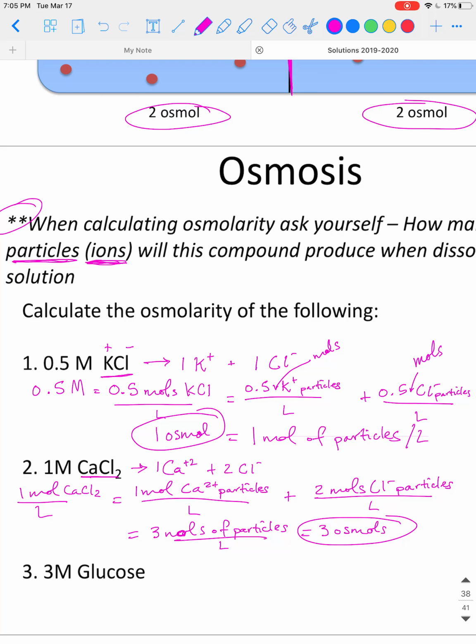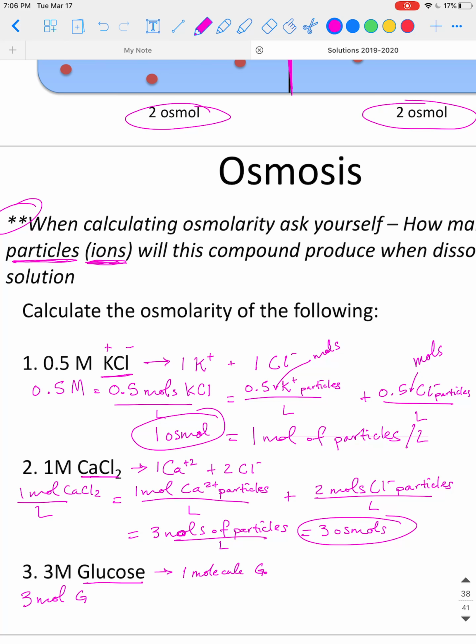Lastly, what about if we have a solution that is 3 molar glucose? If we put glucose in solution, if I have 1 molecule of glucose, how many particles will I get? Well, it's not an ionic compound, it's not going to break down into ions. So for every 1 molecule of glucose, I will still get 1 molecule of, I'm going to abbreviate, capital G, glucose. It will not break down any further into smaller particles.